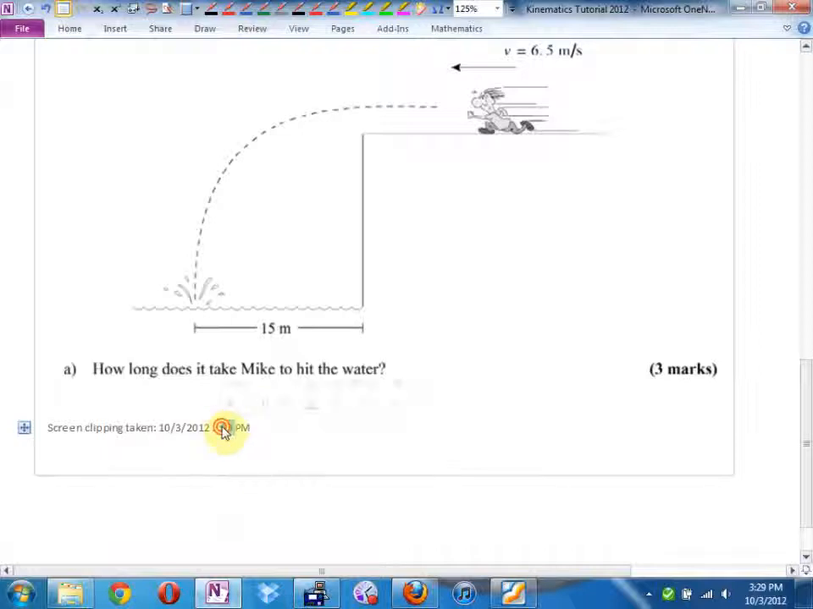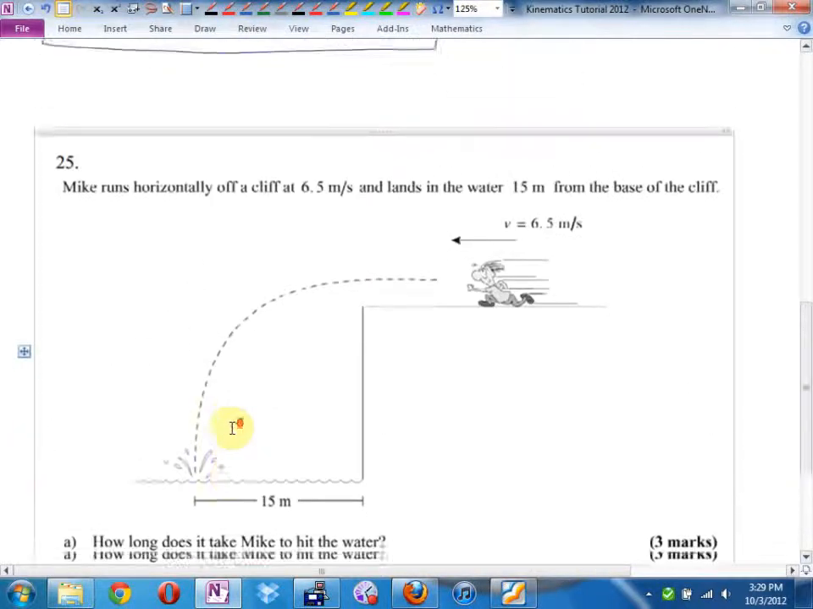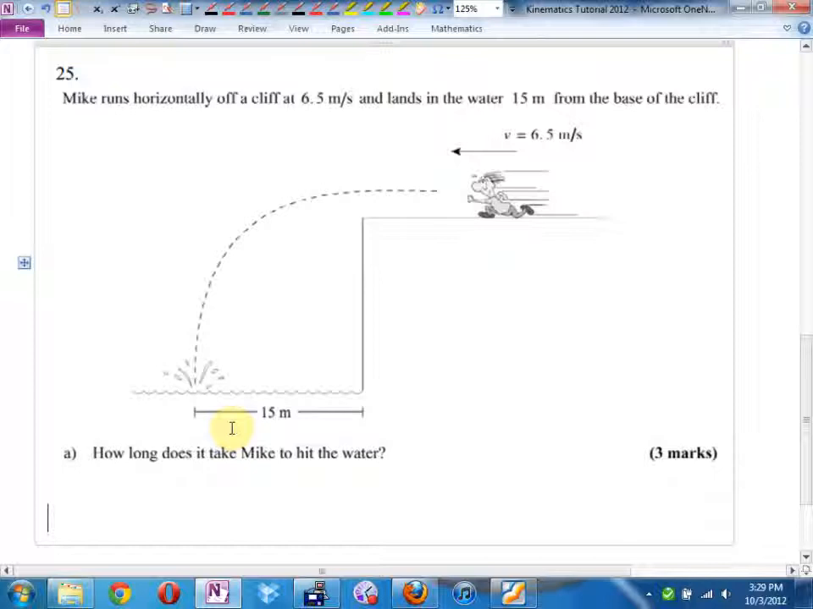Mike runs horizontally off of a cliff. Certainly isn't Graydon because he can't run at all. Okay. Oh, sorry. Normally I would say Dulp. Did they for me already?